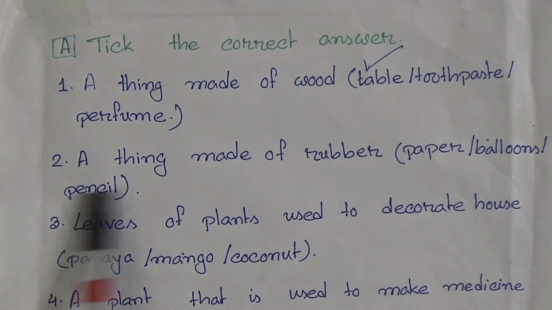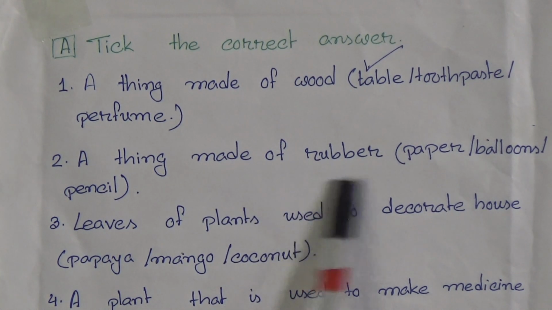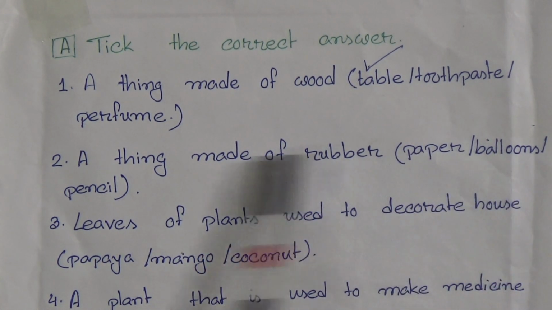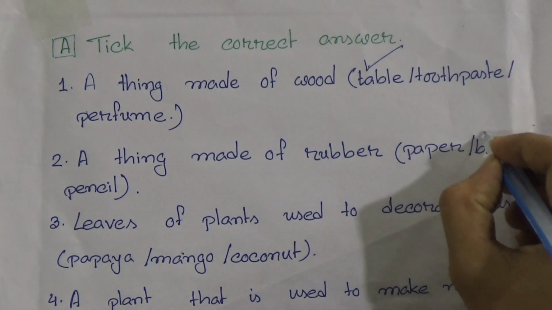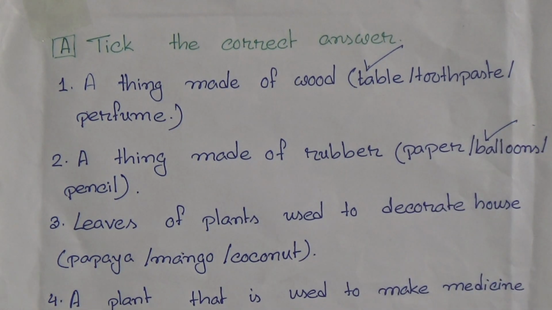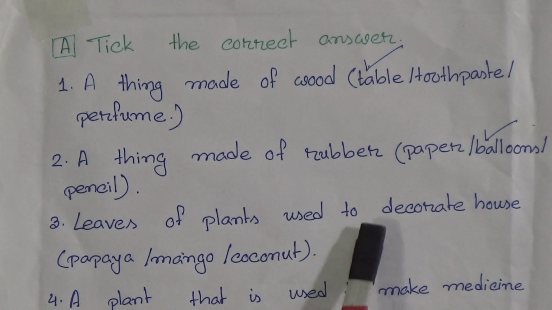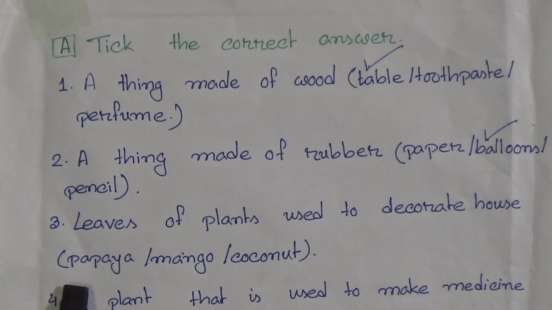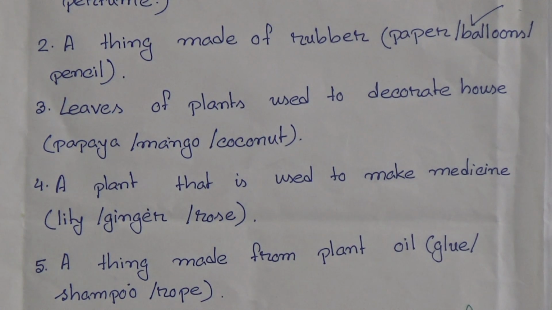Number 2, a thing made of rubber. Here are 3 options: paper, balloons, pencil. Which is made of rubber? We know that balloon is made of rubber, so we put the tick mark on balloon. Number 3 question. Leaves of plants used to decorate the house: papaya, mango, coconut. Which plant's leaves are used to decorate our house? We know that mango tree leaves are used to decorate our house, so we put the tick mark on mango.